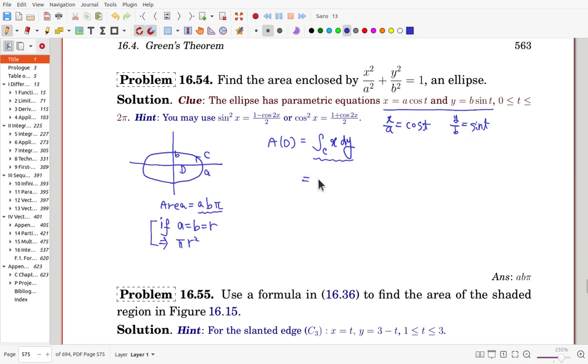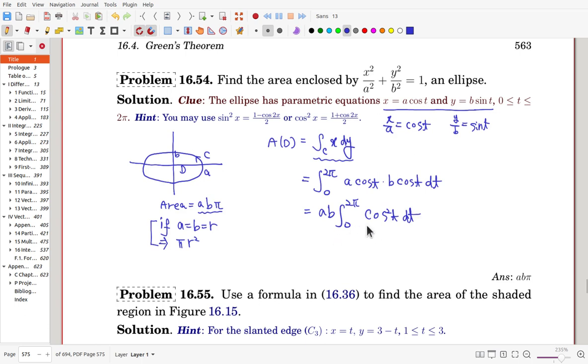Now that can be evaluated through this parameterization. t is moving from 0 to 2 pi. x is a cosine t. And now there's y prime dt. y prime is b cosine t dt. So that is the same as ab, the constant can go out, integral from 0 to 2 pi of cosine squared t dt, right?